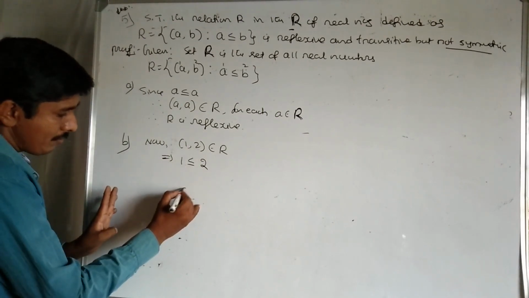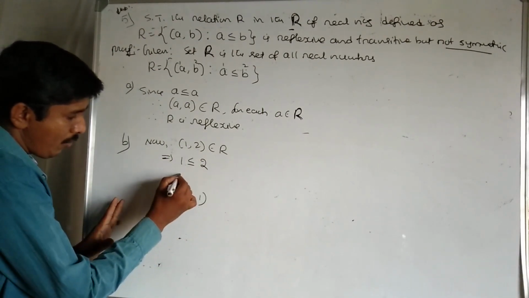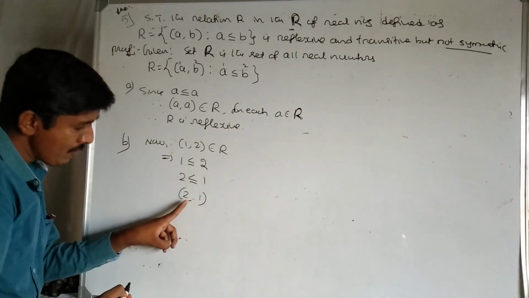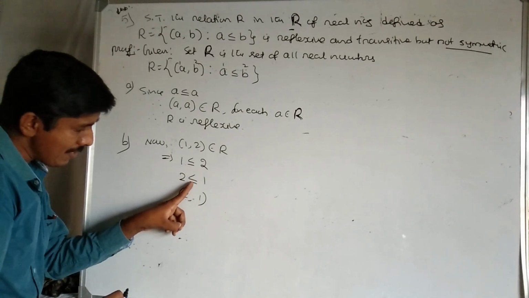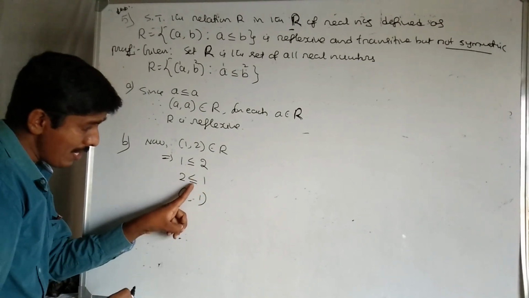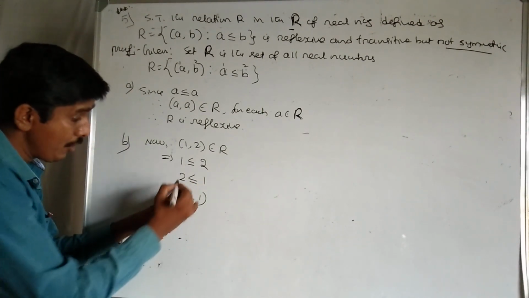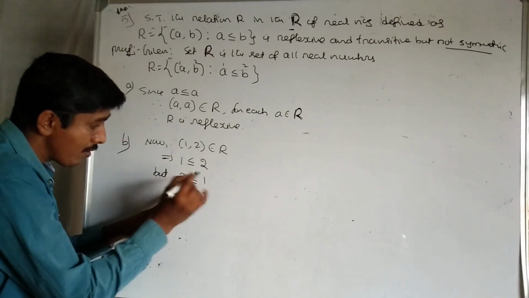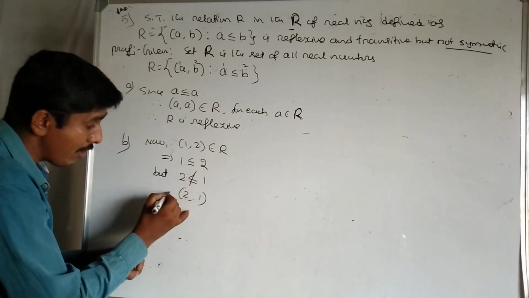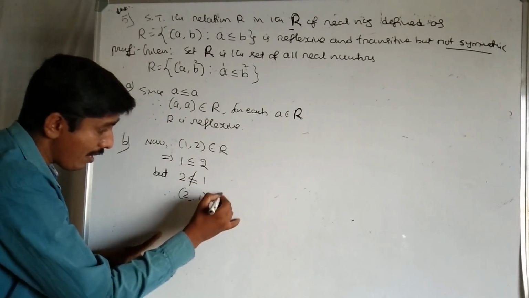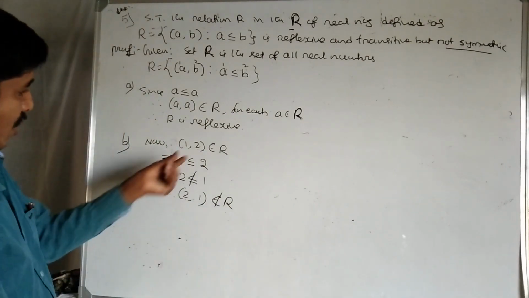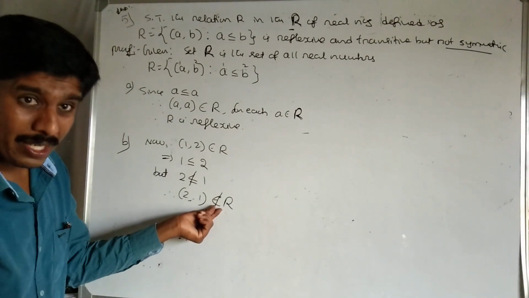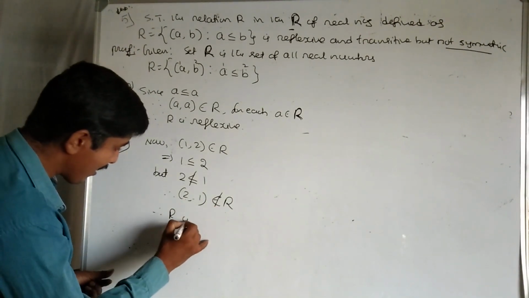Now you need to interchange 2 and 1 here. What is the relation between 2 and 1? First element 2, second element 1. The relation is that the first element is less than or equal to the second element. If 2 is less than or equal to 1, it would be symmetric. But 2 is greater than 1. 2 is not less than or equal to 1. Therefore, (2, 1) doesn't belong to the relation. (1, 2) belongs to the relation, but (2, 1) does not belong to the relation. Therefore, R is not symmetric.